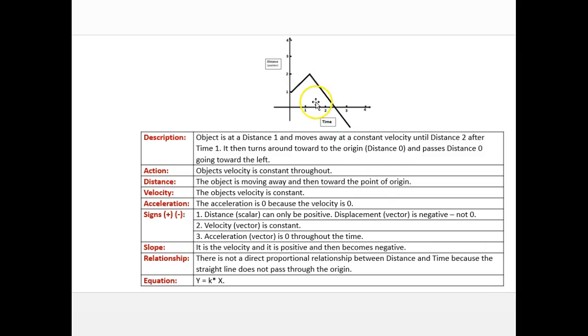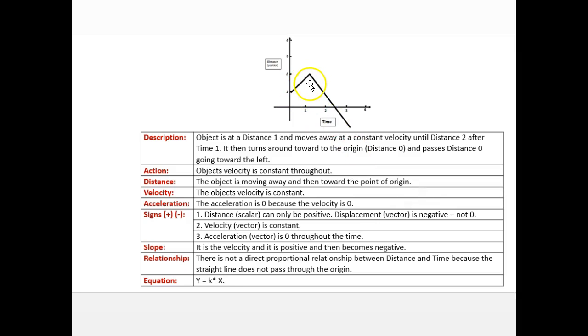All right. In this next one, our object is at a distance of 1 and moves away, meaning moving to the right, at a constant velocity to distance 2. By time 1, it has reached distance 2. Now that makes sense, although actually it should be a little after time 1. That's correct. The object's velocity is constant throughout.